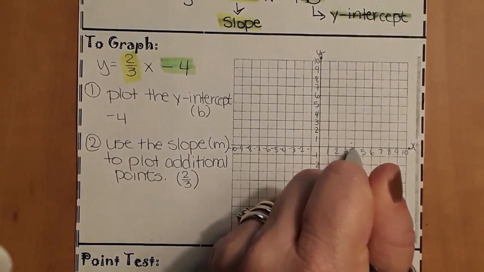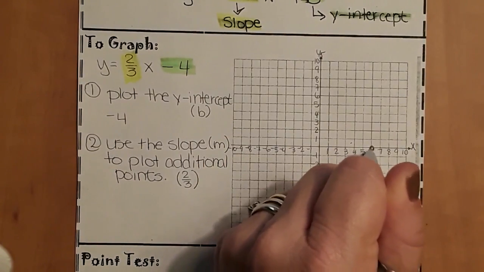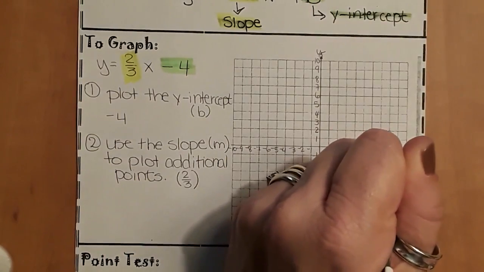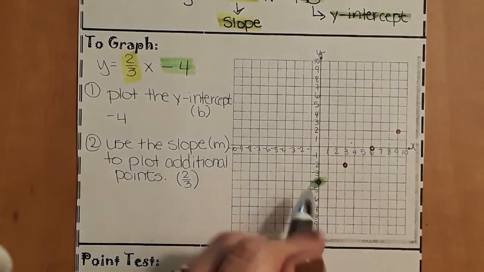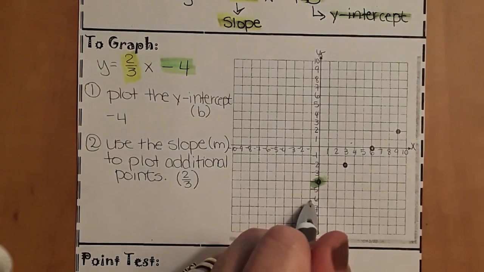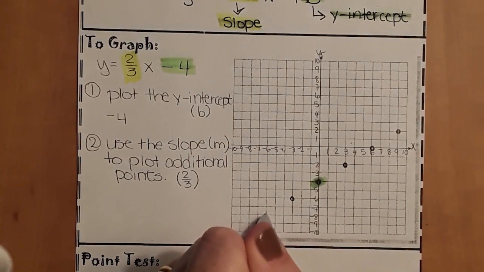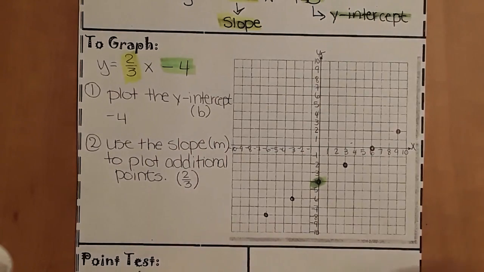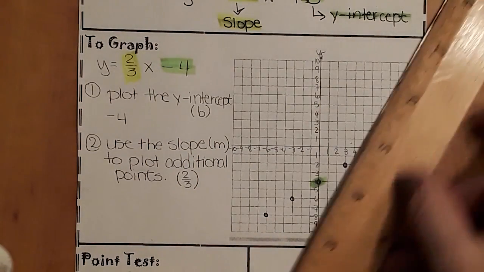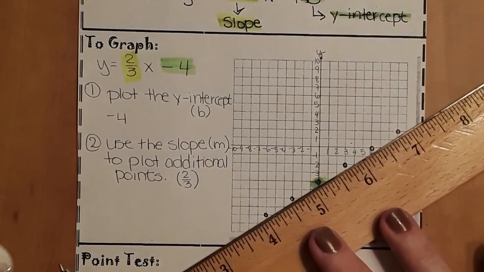Up 1, 2 over 1, 2, 3. Up 1, 2 over 1, 2, 3. Down 1, 2 over 1, 2, 3. Down 1, 2 over 1, 2, 3. Take your ruler and connect your points.